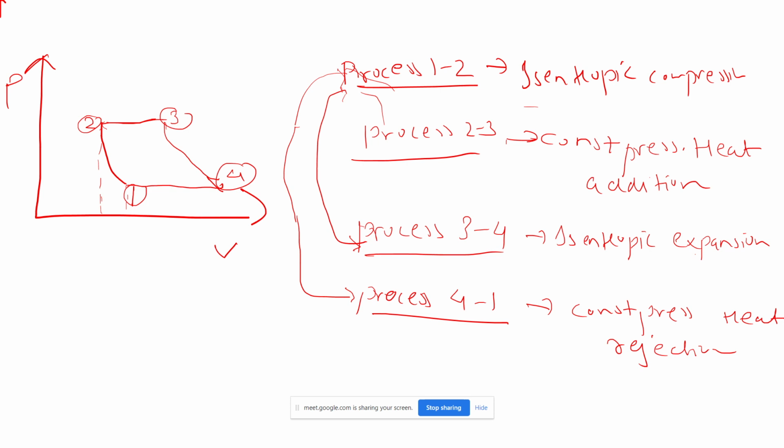Okay. Now, this is our PV diagram. If we want to draw the TS diagram, how will the TS diagram look like? Wait, I'll also mark the arrows. This is the arrow. The process will look like this. If we want to draw the TS diagram, temperature versus entropy diagram, how will the diagram look like?